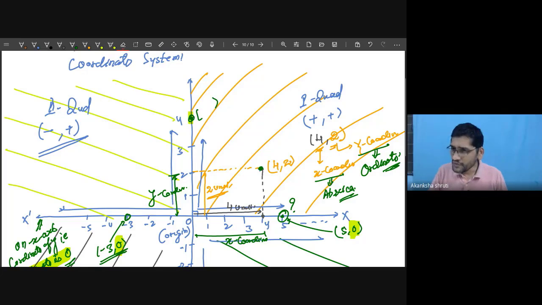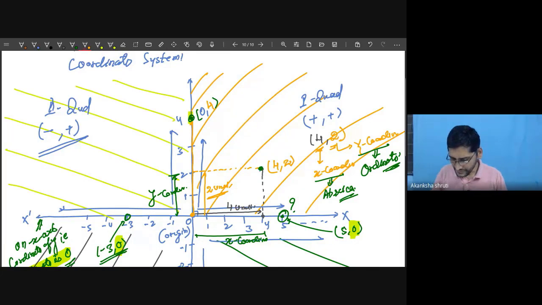We need not move along the x-axis. So therefore, we are not moving along the x-axis. So the x coordinate of this point is 0, but on the y-axis we are moving how much? 4 units. Means we are starting from the origin without moving on the x-axis. We are moving on the y-axis for 4 units. So it is our 0, 4.